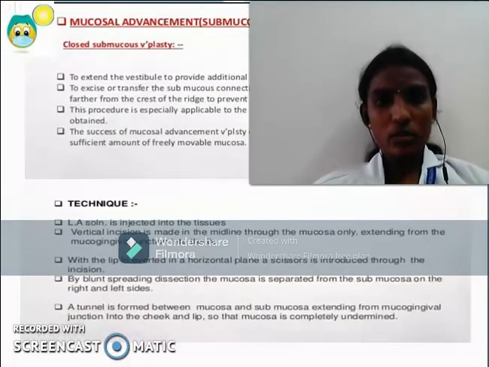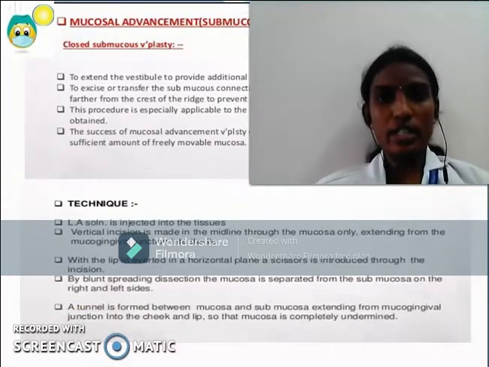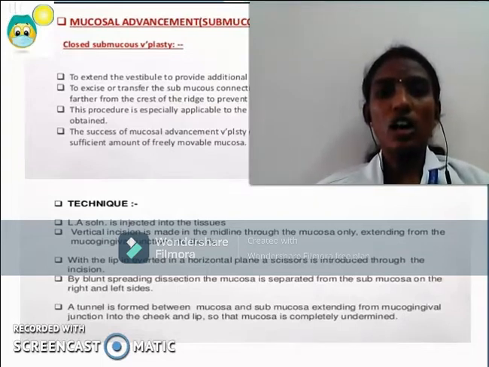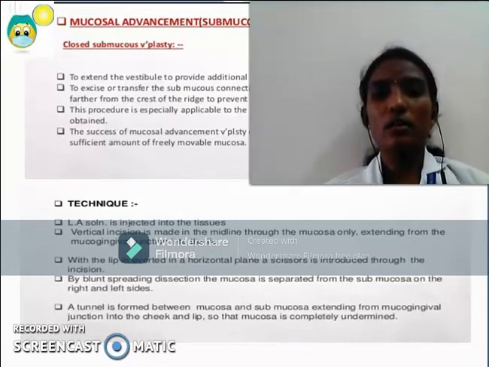Mucosal advancement vestibuloplasty is to extend the vestibule to provide additional ridge height, and to excise the tensor of submucosa, connective tissue and adjacent muscles to a position farther from the crest of the ridge to prevent relapse. This procedure is especially applicable to the maxillary vestibule, where better results are attained. The success of mucosal advancement vestibuloplasty depends on the availability of adequate bone and a sufficient amount of freely movable mucosa.